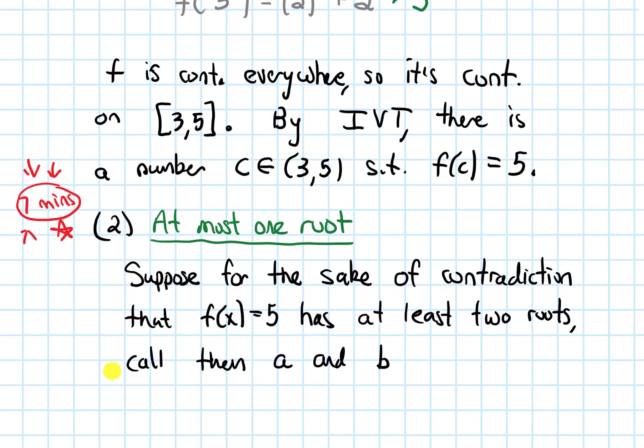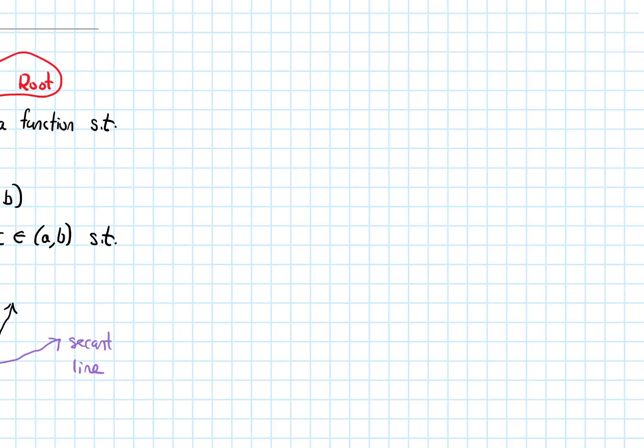Okay, so these numbers need to be different, which means A is not equal to B for them to actually be 2 roots. And because these are roots of this equation, that means f of A is equal to 5 and f of B is equal to 5. So next, we're going to try to apply the mean value theorem. To do that, I need to first check the conditions for MVT.